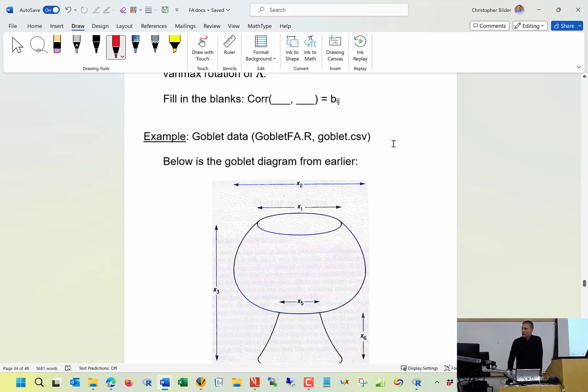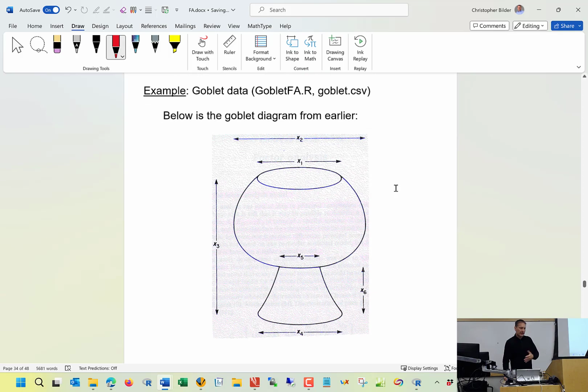So we're getting a little bit short on time here, so I'm just going to fill in the blank for you. This B represents, again, a factor loading. And so what it's going to represent is the correlation between the jth original variable and now the ith new common factor that we have. Compare that to what we originally had with the original expression of the model.